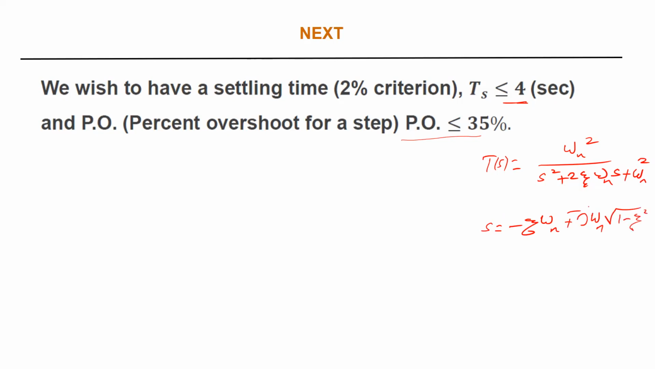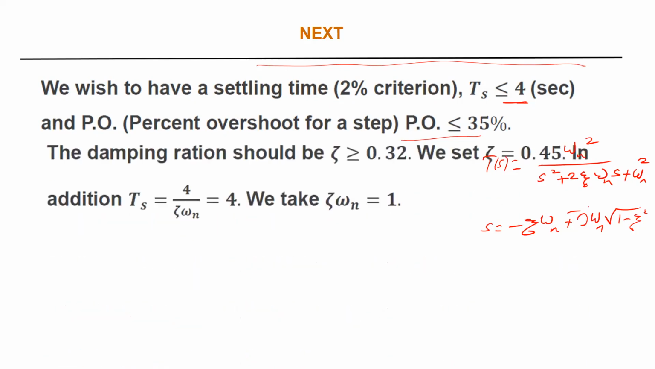So what I want to do is translate the requirements into the pole location. What will the percentage overshoot give me? Which parameter? Zeta or omega n? It will give zeta. So there is a formula for it, you can calculate it. If you do the calculation, zeta is going to be 0.32.